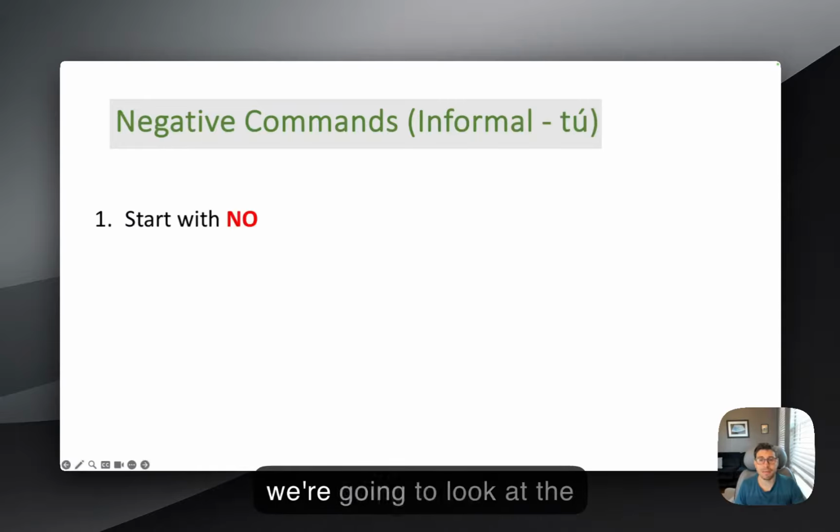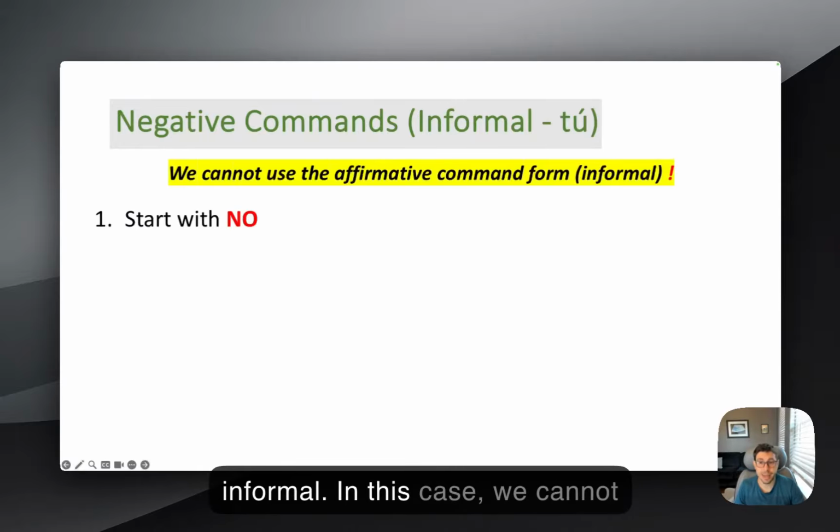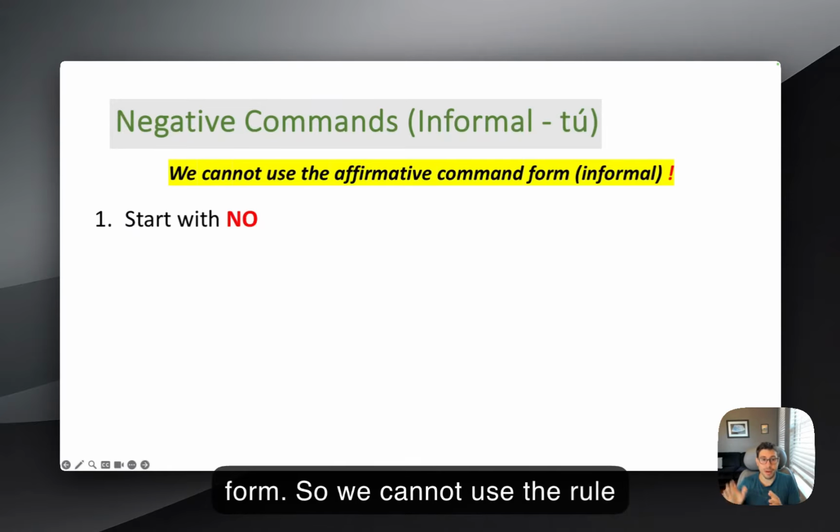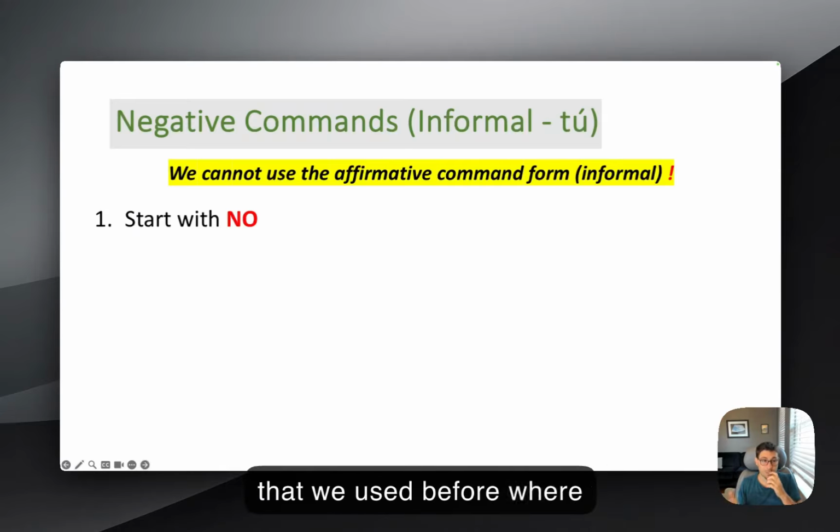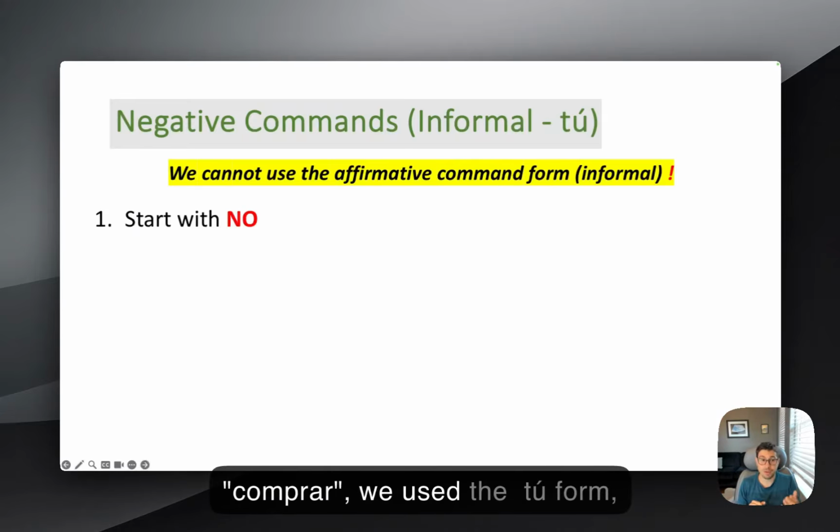And now we're going to look at the negative commands for the informal. In this case, we cannot use the affirmative command form. So we cannot use the rule that we used before, where for comprar, for the tú form, the informal, we use the ella form of the present tense. So comprar was compra, the informal command. In this case, we do not use that. The negative command is different.